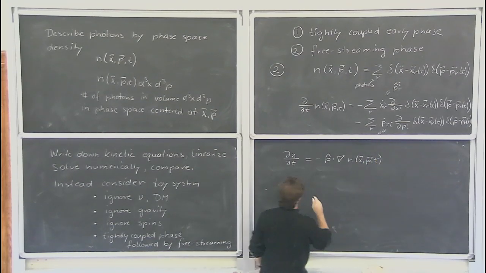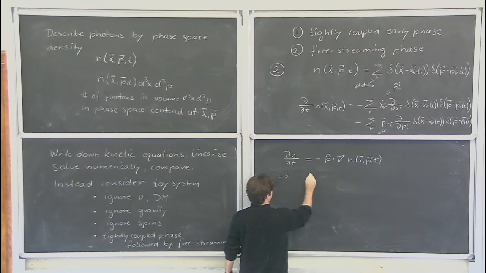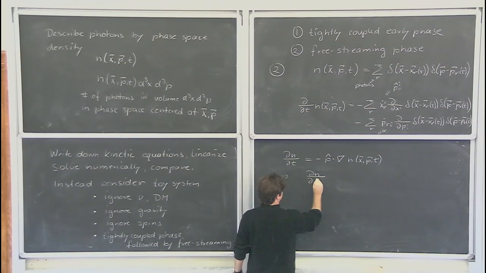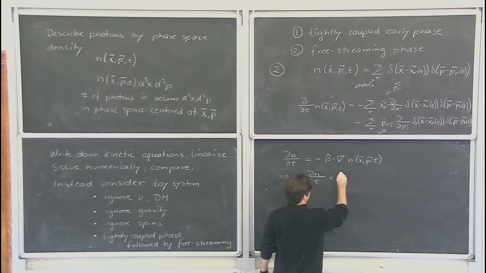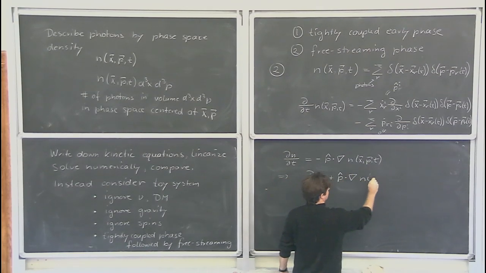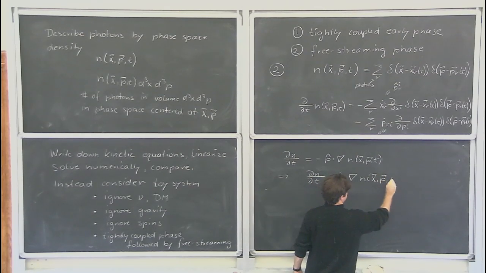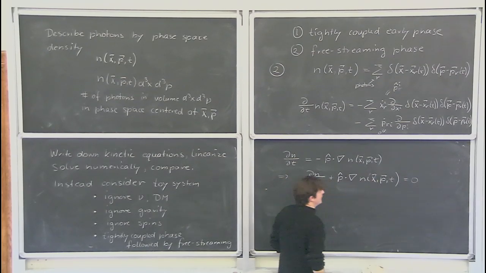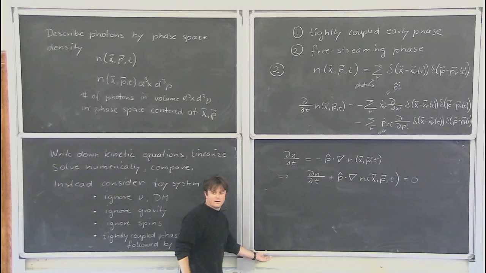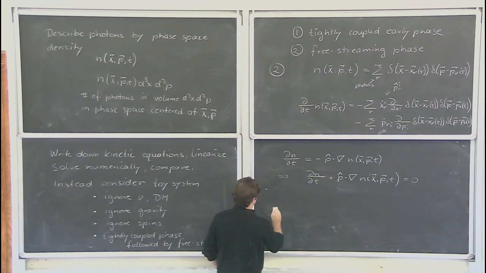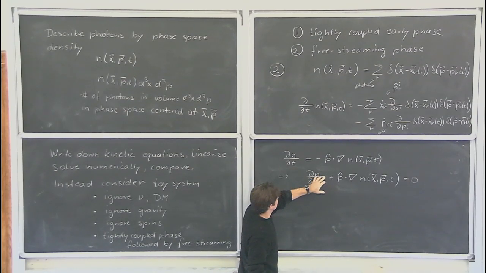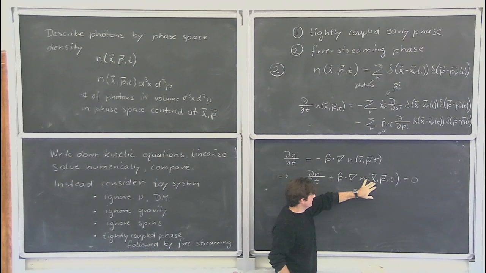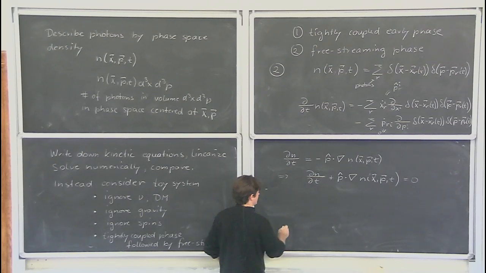So if we bring it to the other side, we just see that this phase space density obeys a collisionless Boltzmann equation that looks like this: dn/dt plus p hat dot grad n of x, p, and t is equal to 0. What we're interested in is a scenario where the phase space density is close to homogeneous and isotropic with small fluctuations, and the piece that's homogeneous and isotropic is again the black body function.